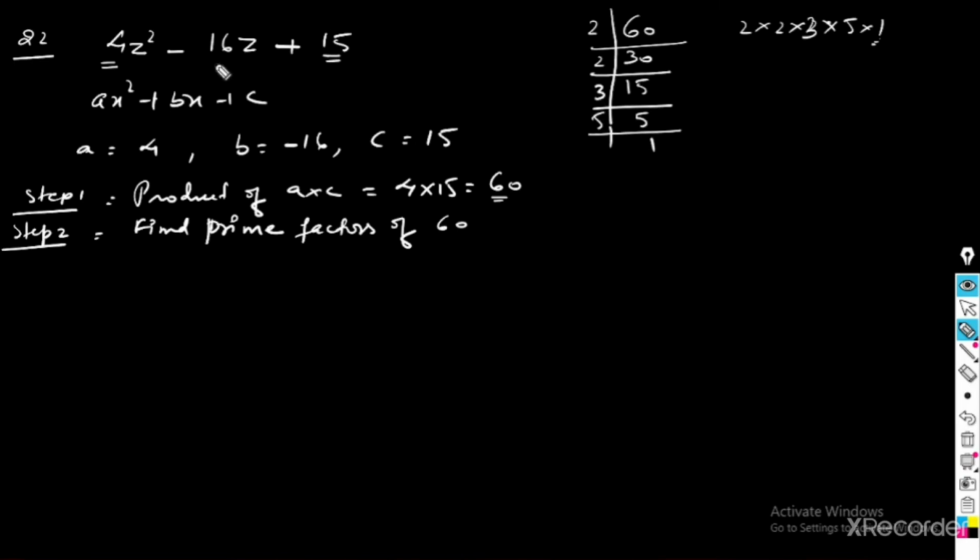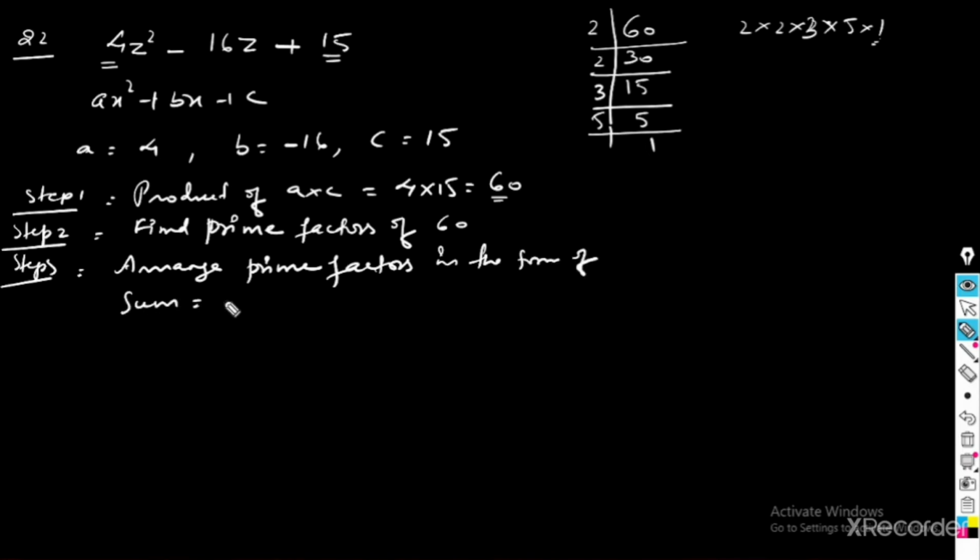Okay. So let us try to find what your motto is. Your motto is to get minus 16 as a sum. Okay, in step 3, what is your motto? In step 3, you have to arrange prime factors in the form of sum equal to B. That means minus 16 is your requirement, and product in the form of, now product here you will take as 15 into 4 both. So A into C, that means it will be 60. Okay, so 60 is not to worry about.